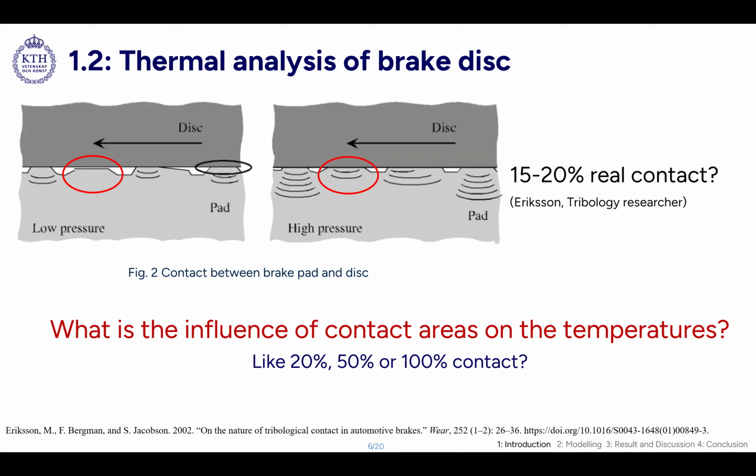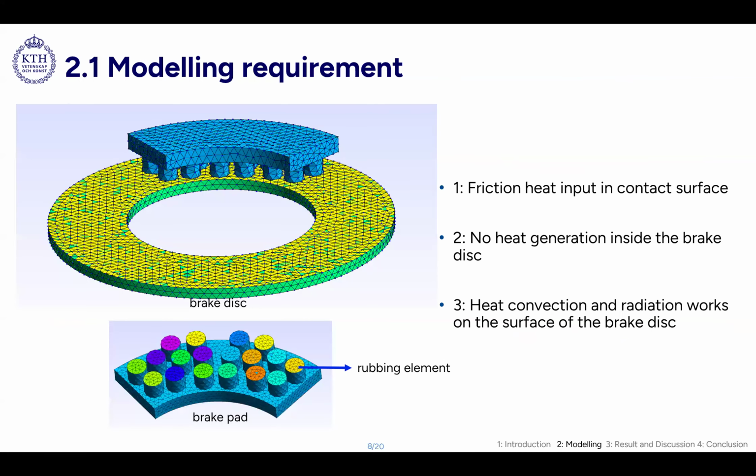but they are only around 20% real contact. So we define our research question: what is the influence of the contact area on the temperature of the brake disc? Most research always assumes 100% contact. And if we try 20% contact, what will happen?